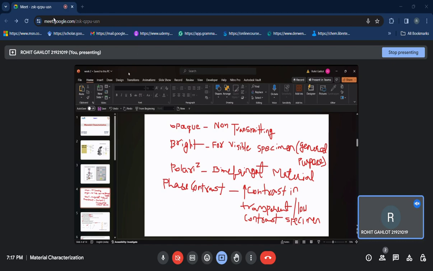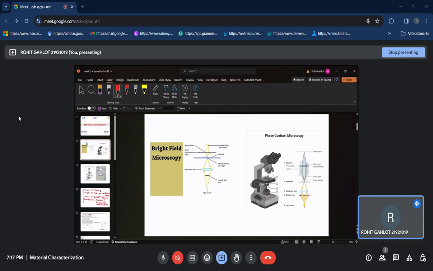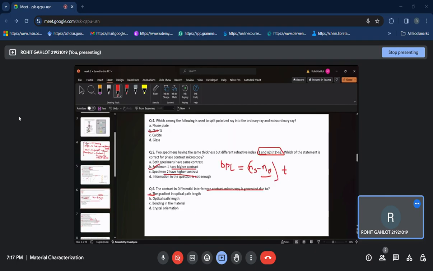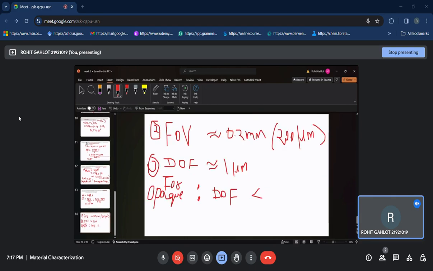Okay, then, as there are no students, I think I should wrap up the session, because majorly these were the problems I wanted to discuss in this session.